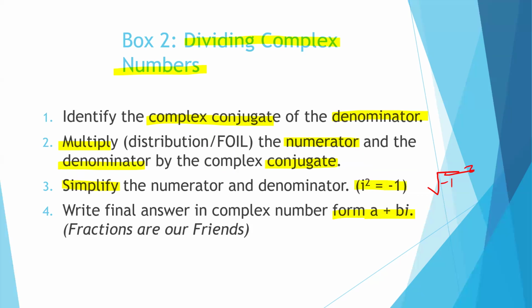So that's what we're going to do. Step 1, we're going to find the complex conjugate of the denominator. Step 2, we're going to multiply the numerator and the denominator by the conjugate. Step 3, we're going to simplify. And if we see i squared, what does i squared equal? -1. All right, and then step 4 is we're going to make sure that our final answer is written in complex form, which is your real plus your imaginary.